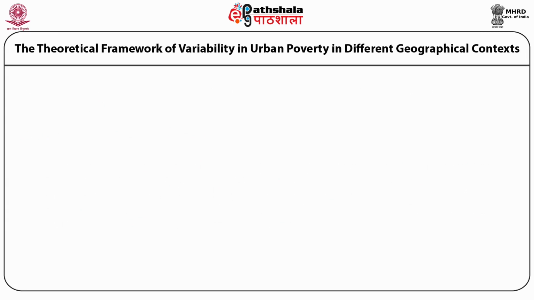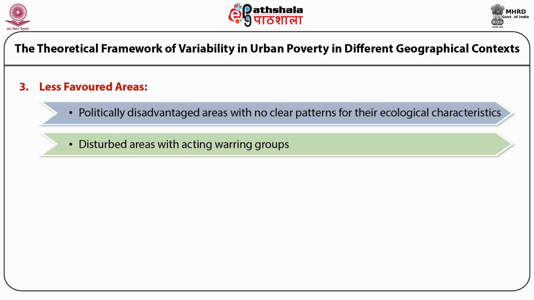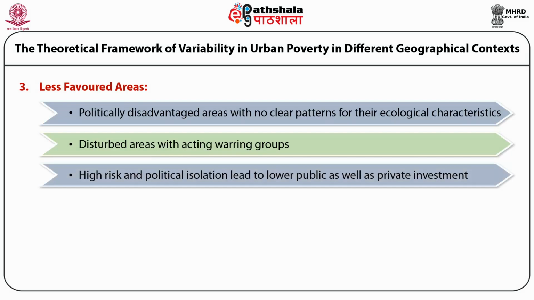The third type of areas are less favored areas. These areas are politically disadvantaged areas with no clear patterns for their ecological characteristics. They can have both high and low potential environments. These areas can be disturbed areas with active warring groups. Such areas have a low level of infrastructure services. The private sector avoids investing in these areas. Political isolation further aggravates the problem, as both public and private investment in these areas would be lower.